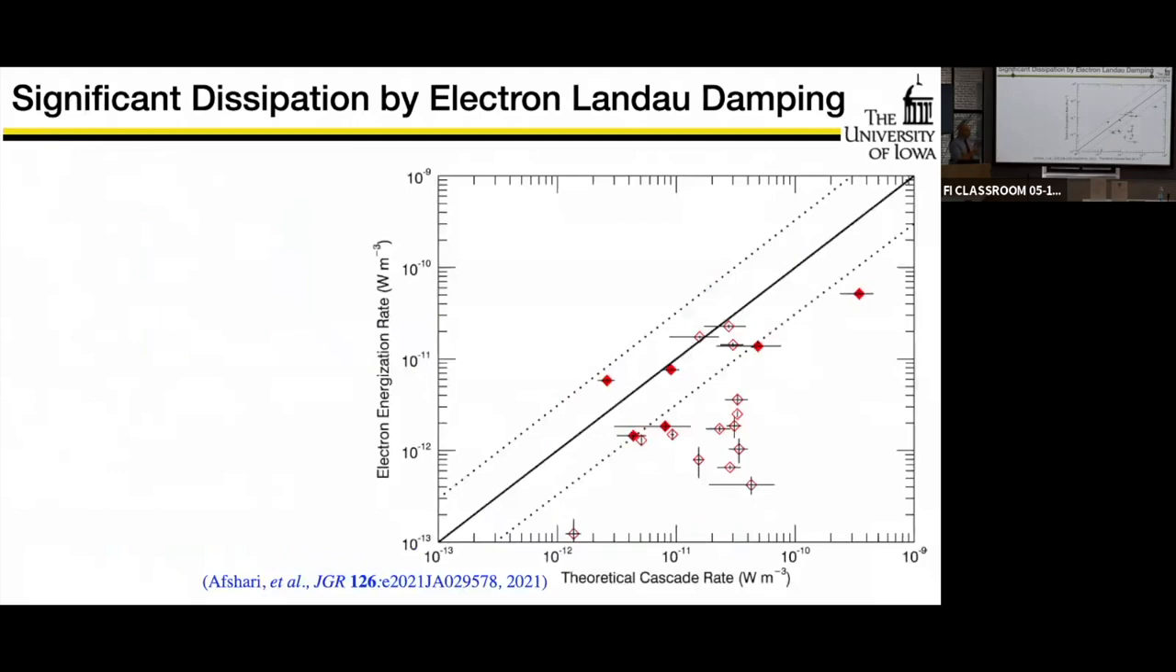And then this is the really important result: we can say, look, for each of those 20 intervals, we can estimate from the fluctuations in the inertial range using a cascade model, what is the cascade rate of energy?